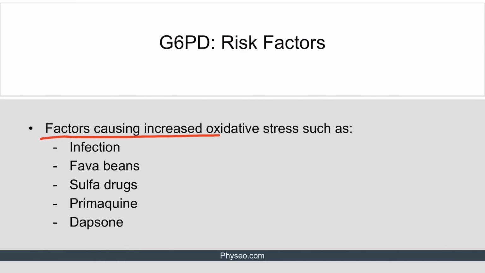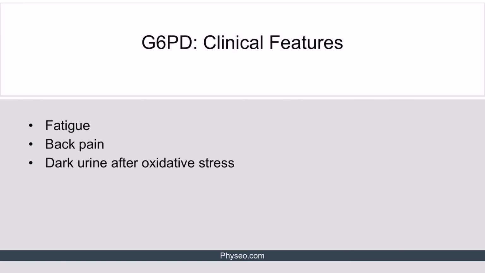Causes of increased oxidative stress that can lead to hemolysis in a patient with G6PD deficiency include infection, eating fava beans, and taking certain medications, such as sulfa drugs, primaquine, and dapsone. A patient with G6PD deficiency will present with fatigue, back pain, and dark urine after oxidative stress. The dark urine occurs secondary to increased bilirubin excreted in the urine.